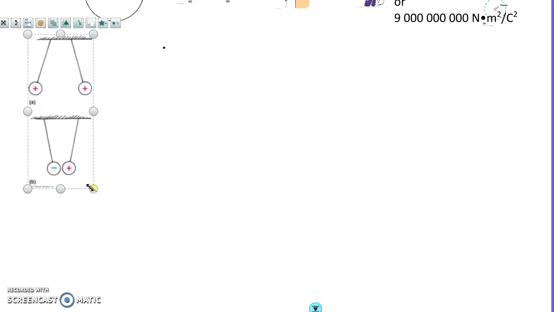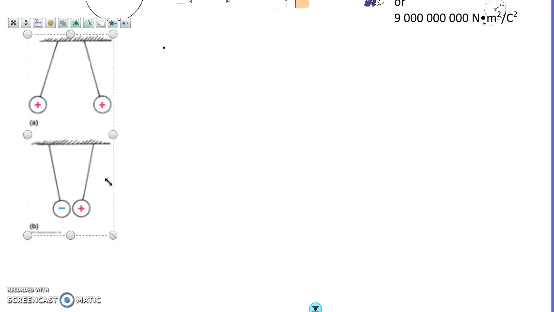All right, first thing we talk about is electrical charge. Electrical charge is very simple. Electrical charges have two types of charges. You have positive charges and you have negative charges.